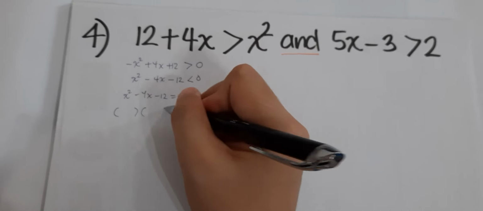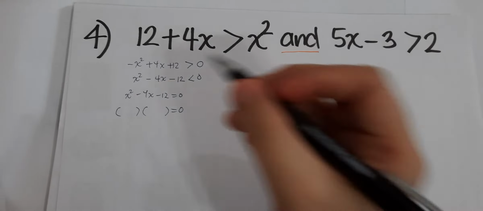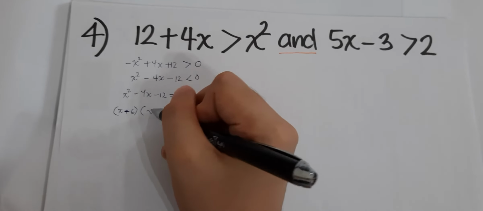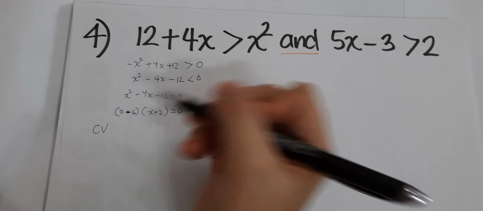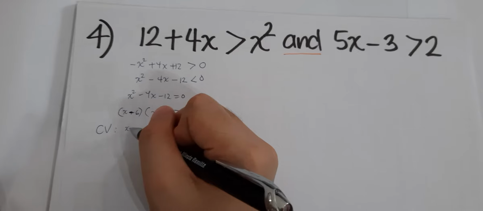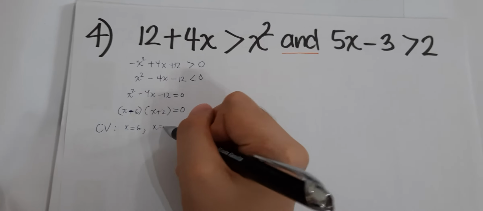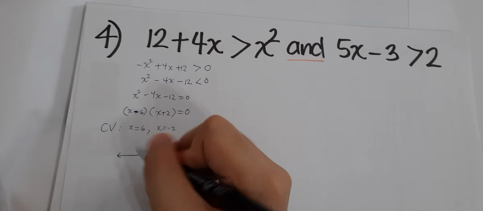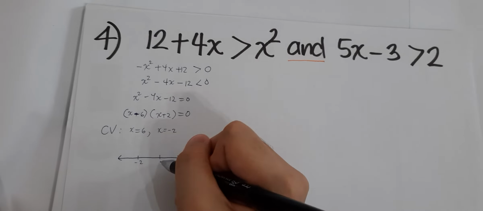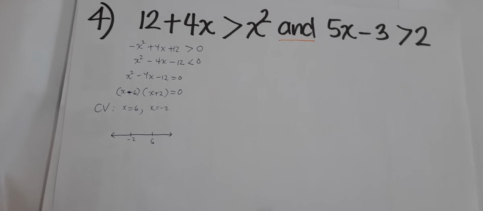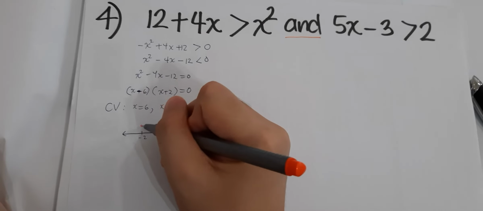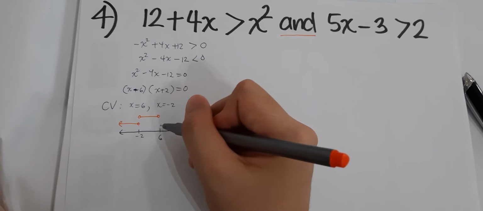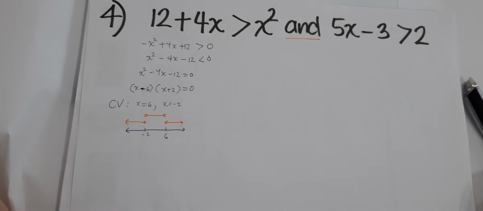So I am going to make this as an equation now and find my critical value. So what are the factors? x minus 6, x plus 2. So my critical values are x equals 6 and x equals -2. So I will find my solution. So there will be 3 possible answers, 3 inequalities. So less than -2, -2 to 6, or greater than 6.